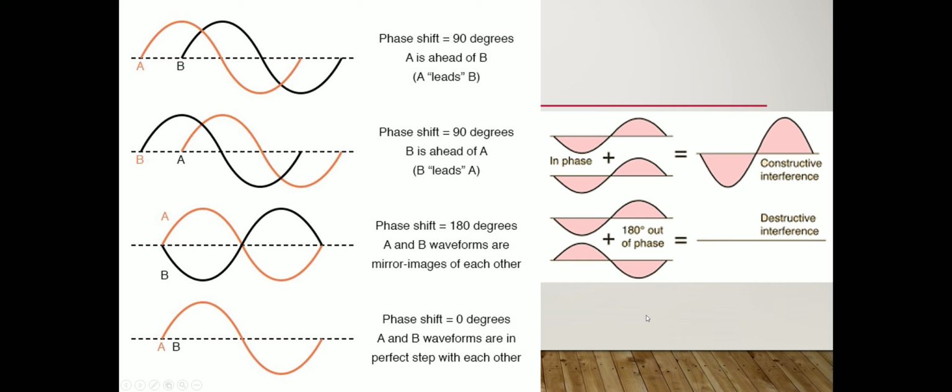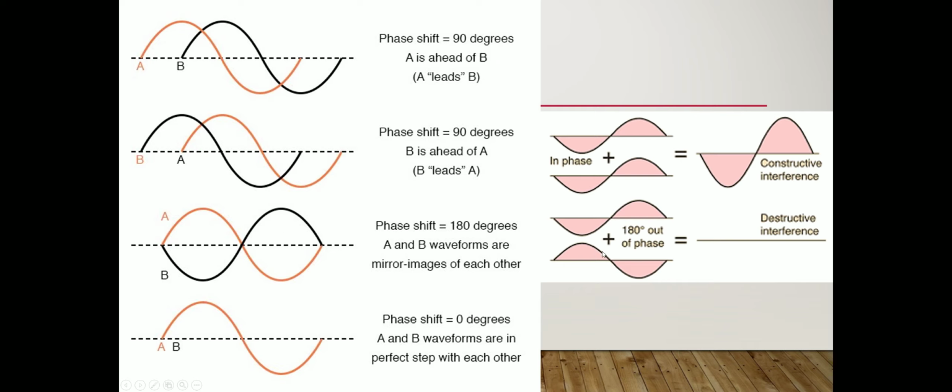So phase shift. Again, these two waves are 90 degrees out of phase with each other. And if we take a look at this one, clearly this orange wave and this black wave are 180 degrees out of phase with each other. And this fourth wave on the bottom is 0 degrees, they're in phase with each other. And this third one is 180 degrees out of phase.